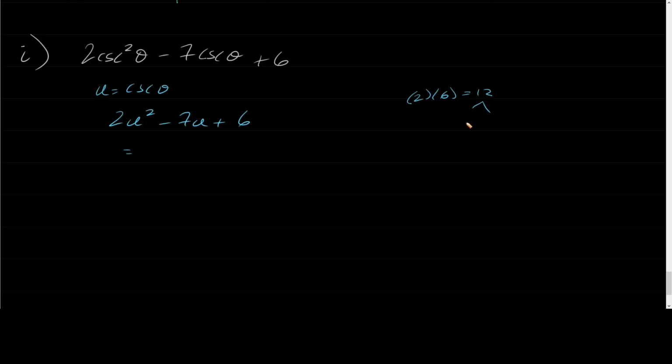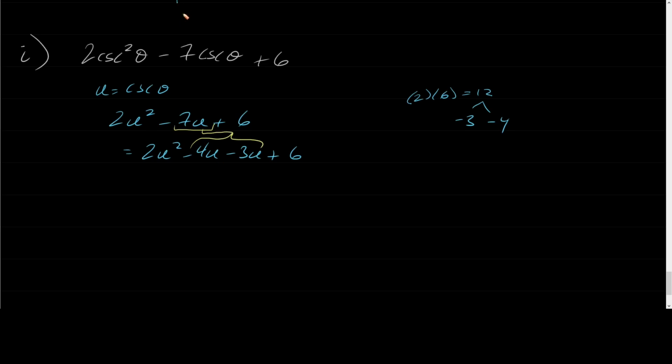Negative 3 and negative 4, there we go. Negative 3 and negative 4, because negative 3 times negative 4 is positive 12, and negative 3 plus negative 4 is negative 7. And I'm going to write this as 2u squared minus 4u minus 3u plus 6. And as usual, notice that these two right here are just the negative 7u.